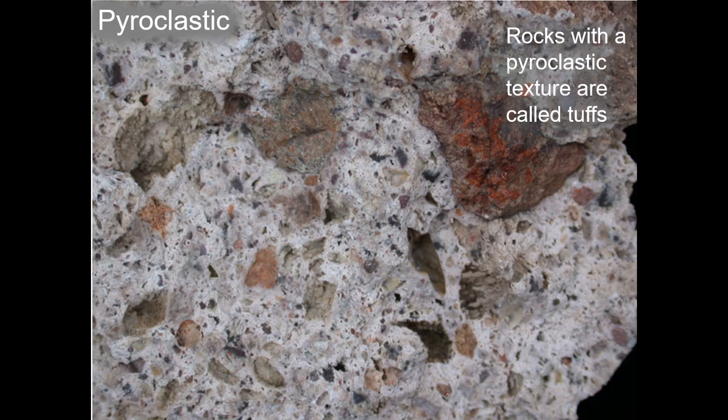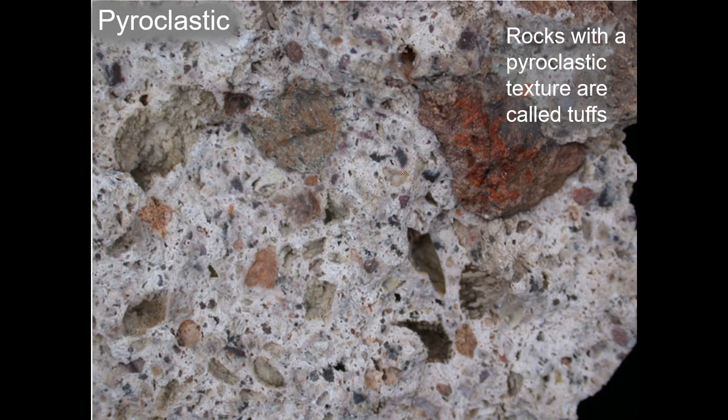Now, another type of texture is called pyroclastic, and you'll notice if you look at this, probably a lot of you are looking at it and you're like, wow, that kind of looks like concrete, like man-made concrete you would mix to make a sidewalk or something like that. Because when you make concrete, you mix cement with rocks and sand and stuff like that. So this kind of texture, pyroclastic texture, is called a tuff. And it is kind of a little bit like concrete.